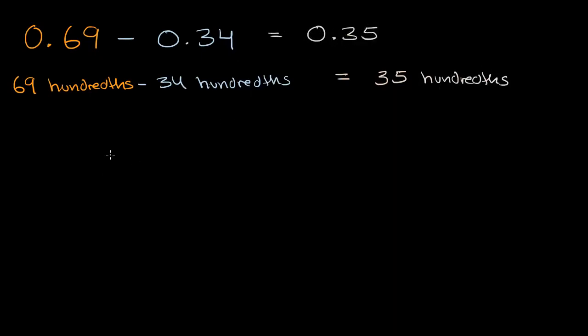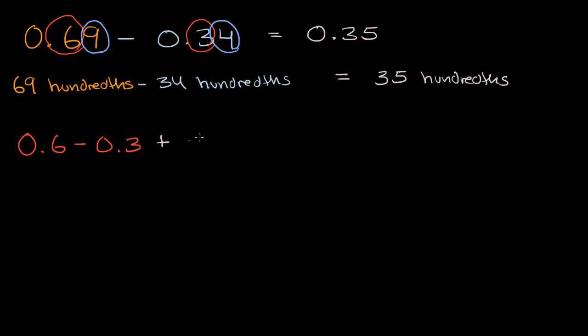Now another way I could think about it is I could break up the tenths and then the leftover hundredths. So I could view this as 6 tenths minus 3 tenths, plus 9 hundredths minus 4 hundredths. And we're going to get the same answer.